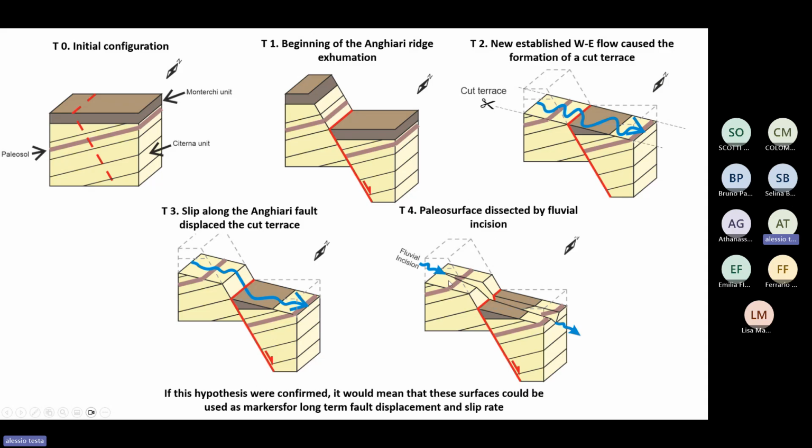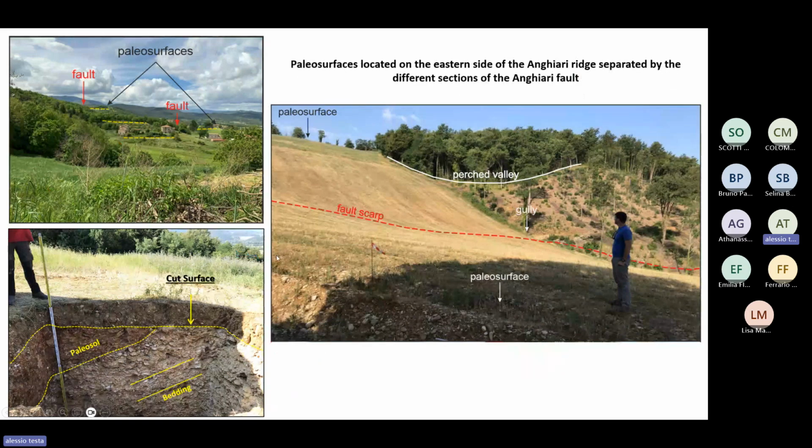But what we need is the age of this surface. Here are just a few pictures to show you what these surfaces look like. On the top left, you can see surfaces located at different elevations and bounded by the fault scarp. On the bottom left, you can see that these surfaces are actually cut surfaces, so erosional surfaces. And on the right, you can see two surfaces bounded by the fault, a perched valley, and the gullies that are incising the ridge.